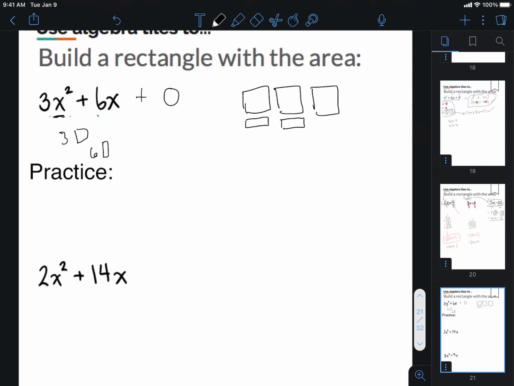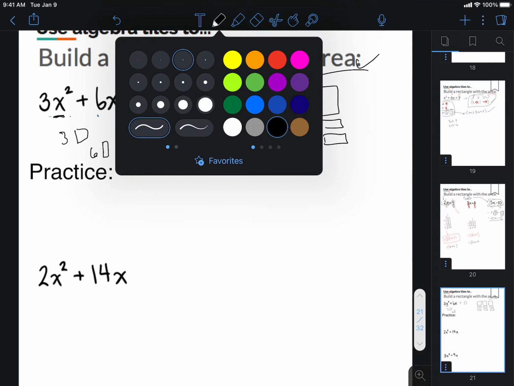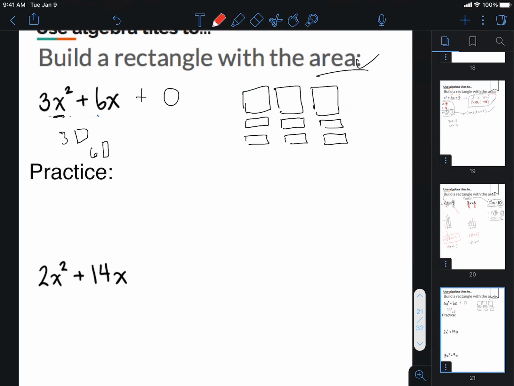Well, it looks like I can fit 3 across this way, and then I can fit another 3 underneath. Okay, well, after that, I want you to tell me what the side lengths are, right? Because that's what we're trying to do here. You've built the area, which is good, right? That's what we just did. Now I want you to read off the side lengths.